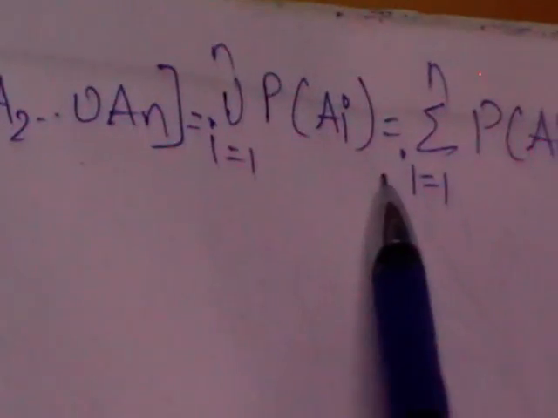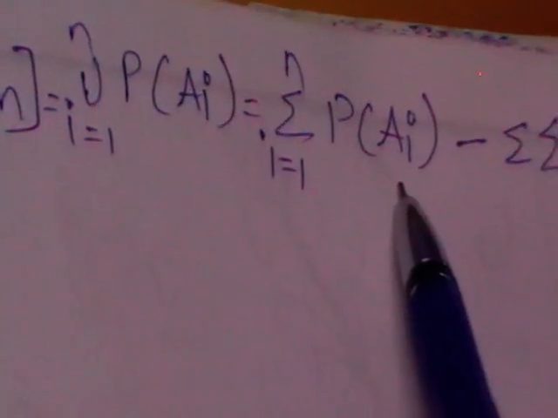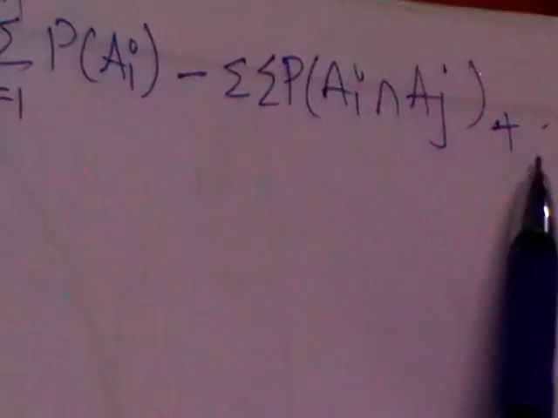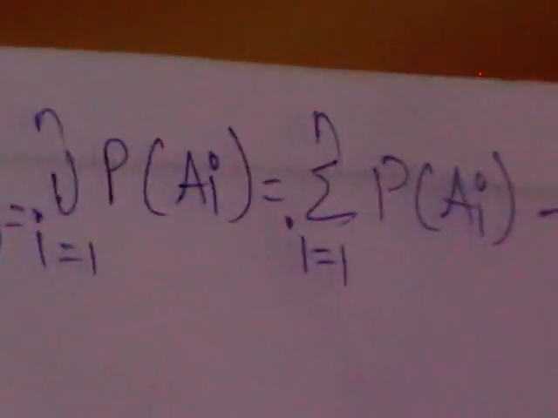P of Ai is equal to sigma P of Ai minus double summation P of Ai intersection Aj plus so on, minus 1 whole power n, P of A1 intersection A2 intersection An. This is a statement we need to prove. As I said, you should learn the statement also.